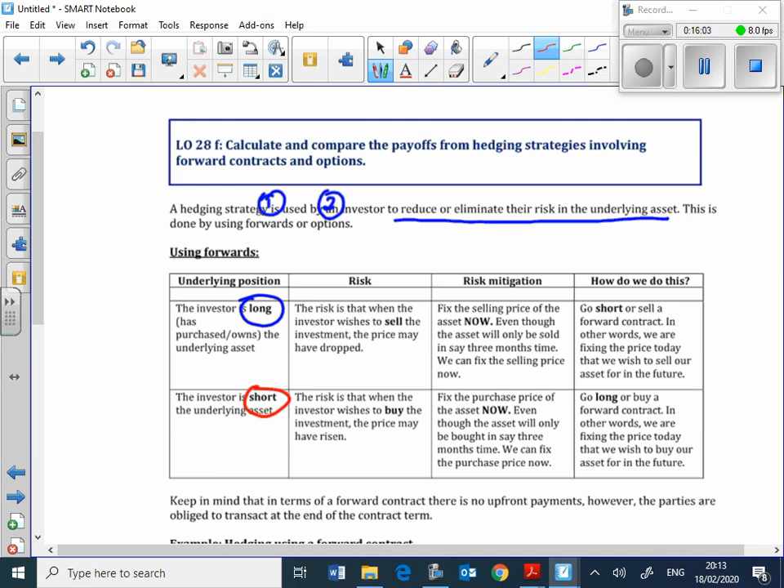So what would you want to do? You want to fix the price now. So in other words, you want to fix the price that you're going to buy it at now. Again, what's your transaction? You go long. You guys comfortable with that? It's so important that we get the transactions right. Good.